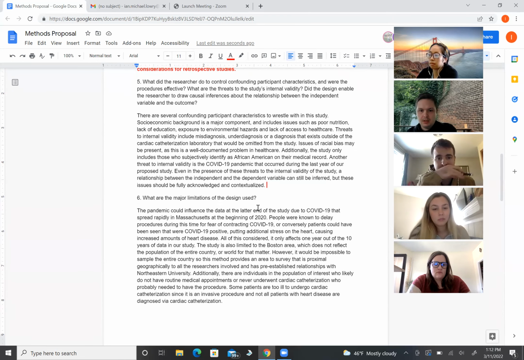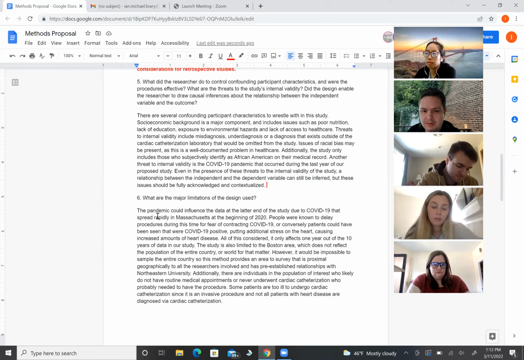Okay, so we'll move on to point 6 here. We already talked about how the pandemic could potentially impact, maybe it wouldn't, maybe it would look similar because they would kind of offset, but it could be a consideration for that last year. We talked about people getting their procedures delayed, or people having exacerbations to their health because they had COVID.